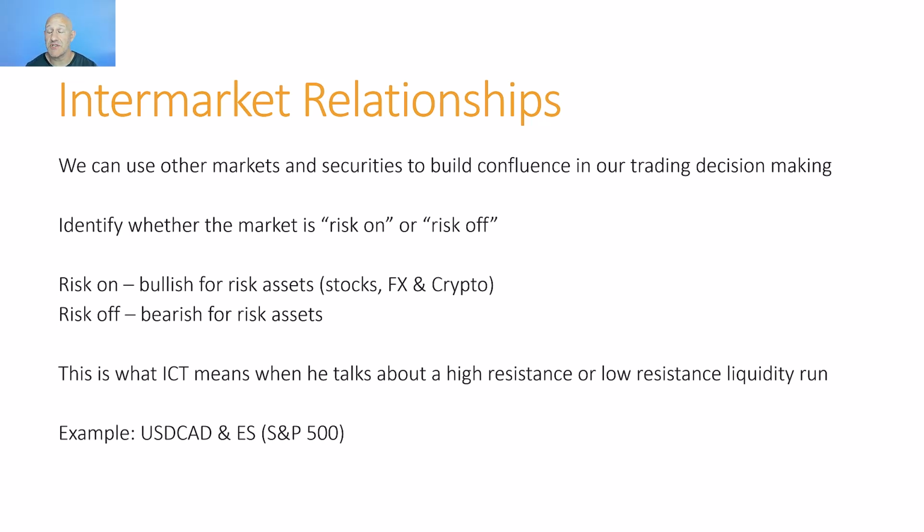And so if you've been watching ICT on YouTube or even on Twitter, you'll often hear him talk about high resistance or low resistance liquidity runs. And so that's really what intermarket relationships are all about. So for example, if it's a risk on environment, that means we're expecting stock indices like the S&P 500 to go up. So we'd be wanting to take long positions in that environment. That would be a low resistance liquidity run. If we were taking short positions in that kind of environment, that means we'd be effectively going against the current, if you like, and it'd be much harder to get profitable trades in that environment.